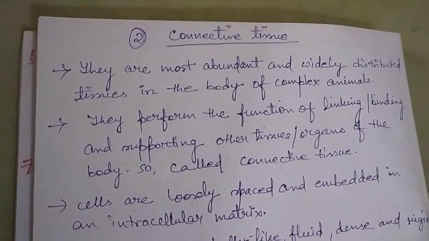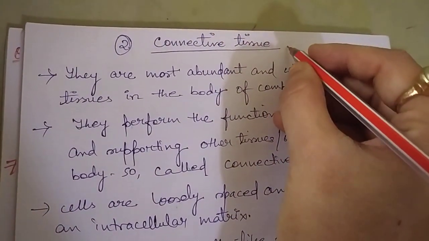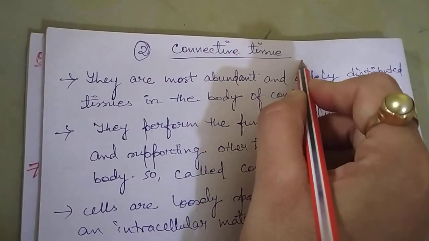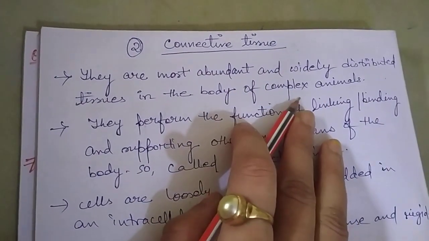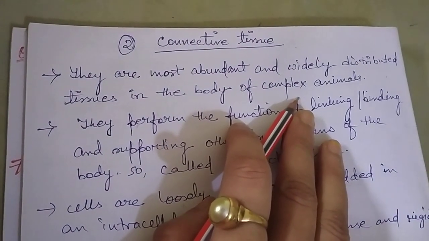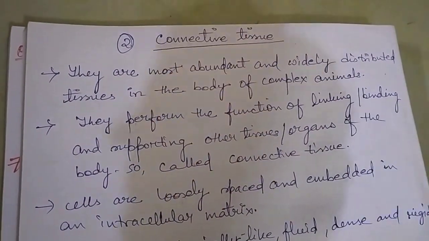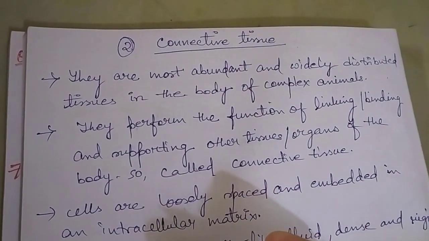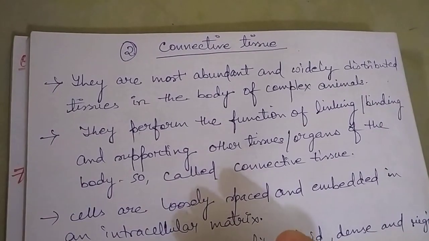Good evening, children. In the last class, we discussed animal tissues, isn't it? We have seen that animal tissues are of different types based on their functions. We have mainly classified animal tissues into four categories: epithelial tissue, connective tissue, neural or nervous tissue, and muscular tissue.